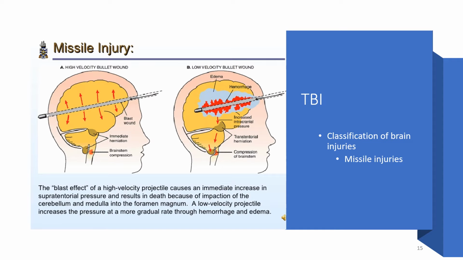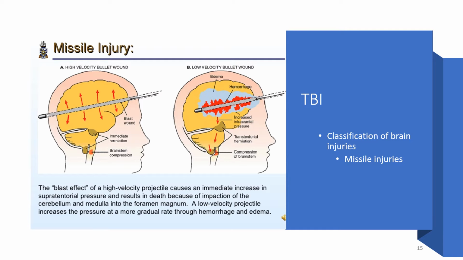On this slide, you see a high-velocity missile injury, and this is trying to depict for you just exactly what happens with a missile injury. Sometimes these are a clean wound in that they go in and out. There's an entrance and an exit wound.